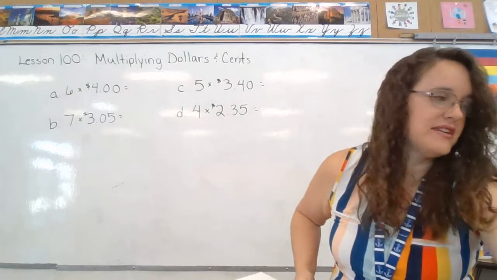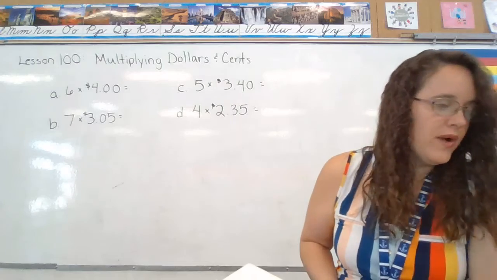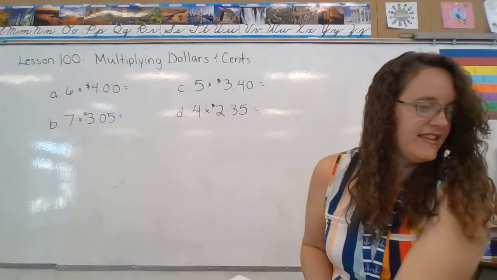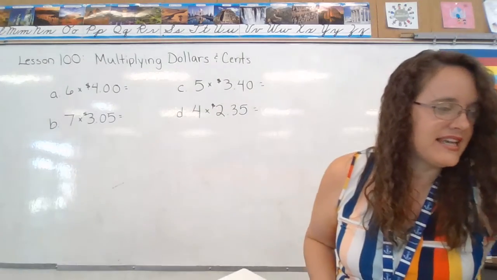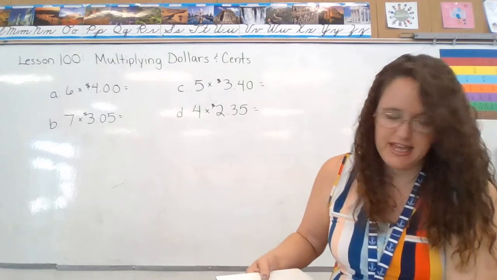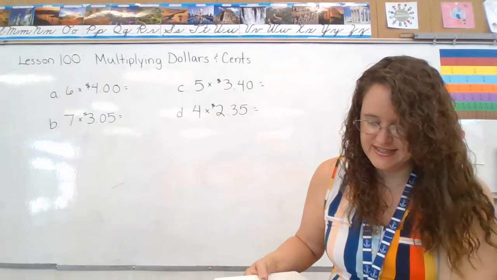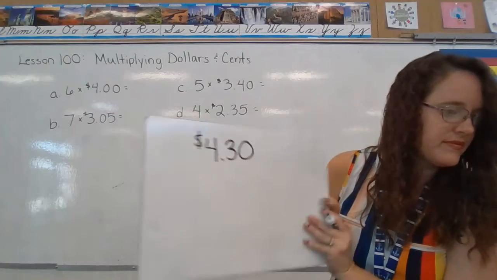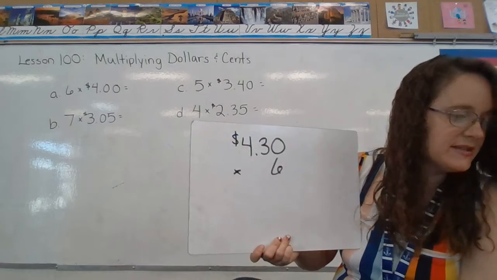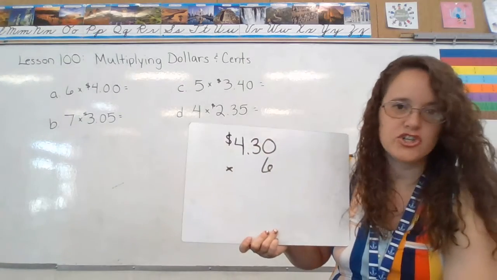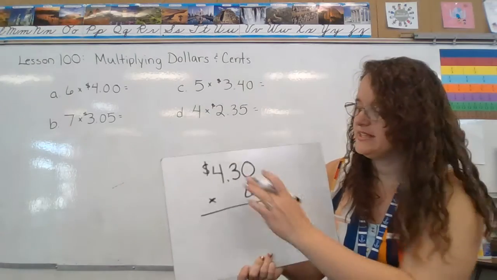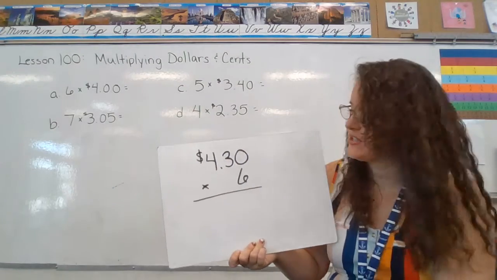Okay, let's look at another example. Gwen put 430 pennies in a jar. She estimated that she would need 6 times as many pennies to fill the jar completely. She multiplied $4.30 by 6 to estimate the value of the pennies in the jar. What is the product? Okay, once again, ignore that decimal place to start with.